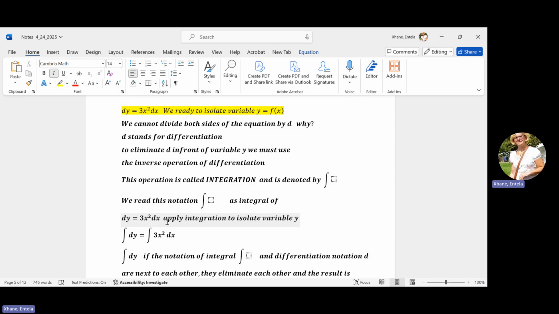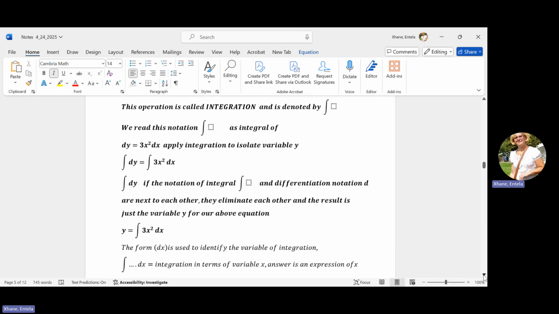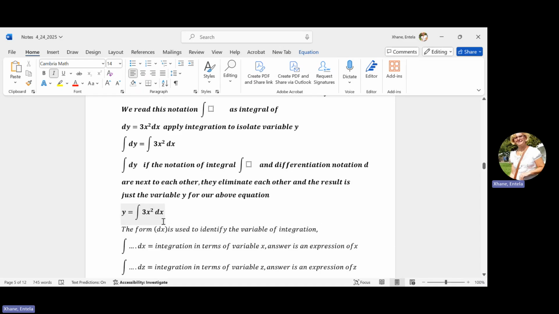This is how I get the y. So the d will be eliminated, the integral sign will be eliminated, so we get y equals the integral of 3x squared dx. The form dx is used to identify what is known as the variable of integration.